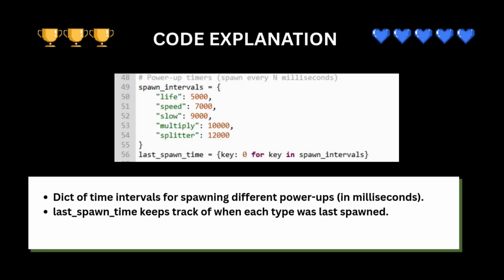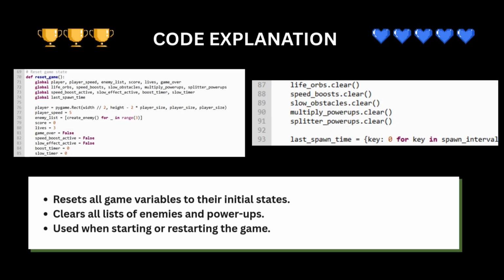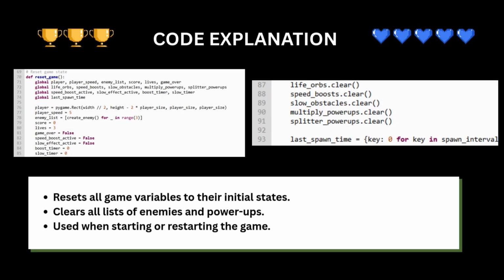So this section sets how often different power-ups appear. We track when each one was last spawned using the code last_spawn_time. For this code, these variables track whether a speed boost or slow effect is active and how long it should last. Next, we define a reset game function that resets all the game values. This is super useful when starting or restarting the game after losing.